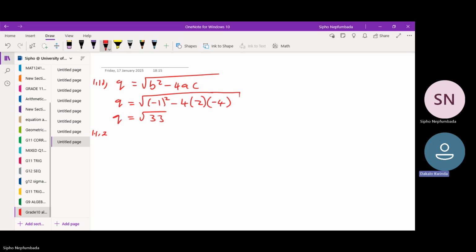They say state whether the Q is irrational or rational. So it means you have to press your calculator, square root of 33, then S to D. Square root of 33, equals to. Then S to D.